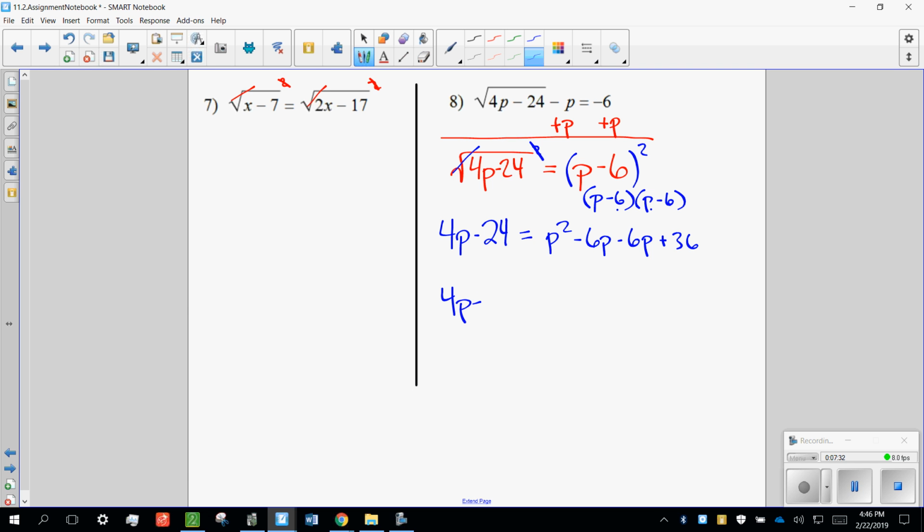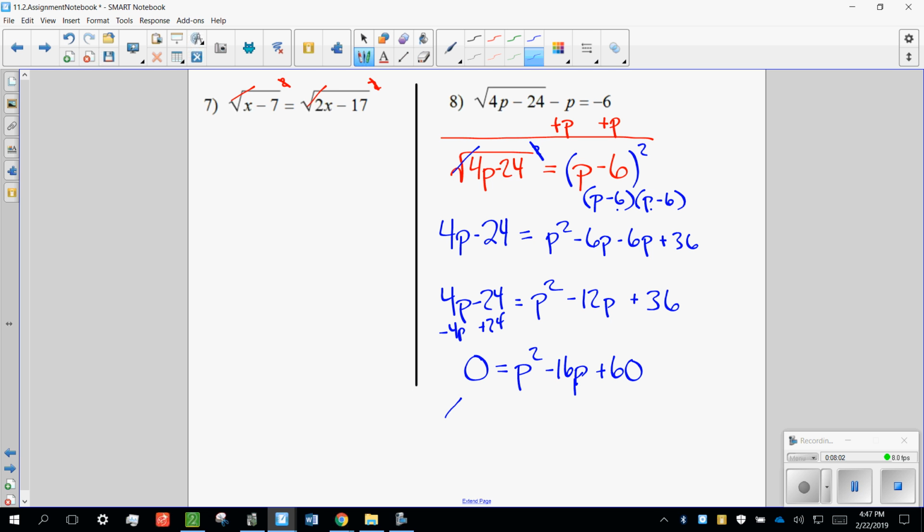Alright, let's combine some like terms. Alright, we have a quadratic term here. So we're going to have to either factor or use the quadratic formula or graph to solve this. So let's get everything on the same side as that P squared. To do that, we'll subtract 4P from both sides. Negative 12P minus another 4P, negative 16P. And then 36 plus 24 is 60.